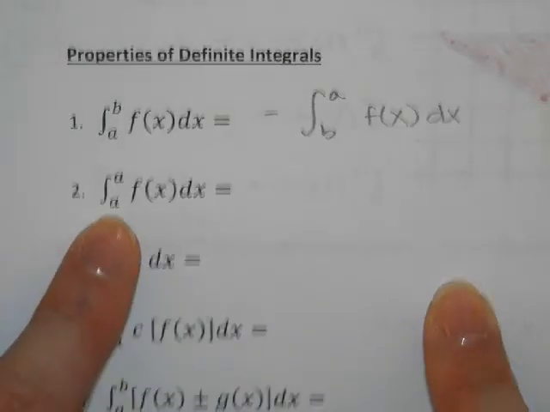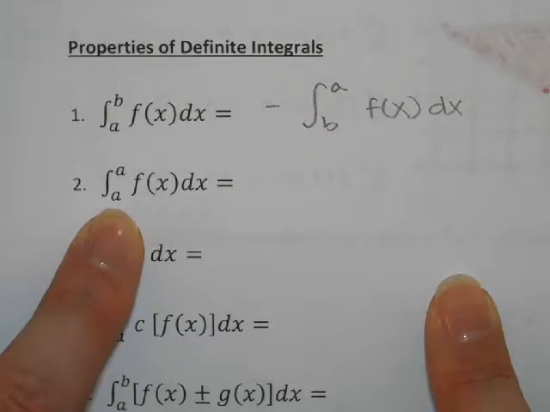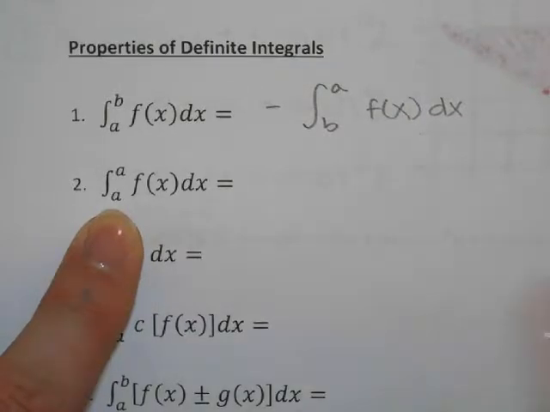Some of you figured this one out already. If your upper bound and your lower bound are the same number, then what's your area? 0.